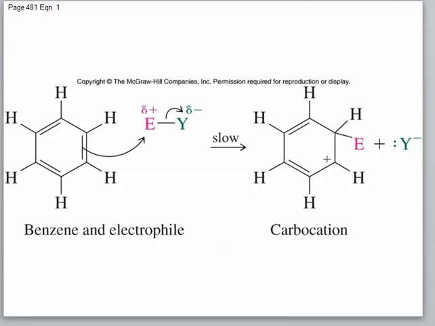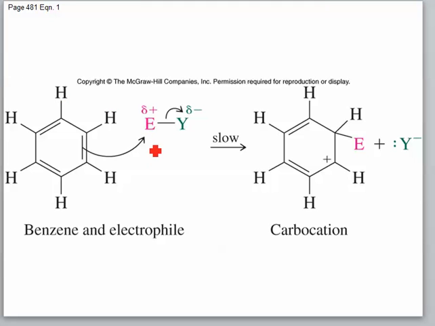The key to making sense of these electrophilic substitutions is to learn a little bit about this intermediate that forms along the way. This is representing the first step of really any of these electrophilic reactions in which we create a carbocation with one of the carbons in the ring. Now the E here stands for the word electrophile. It doesn't stand for an individual element whose symbol is E.